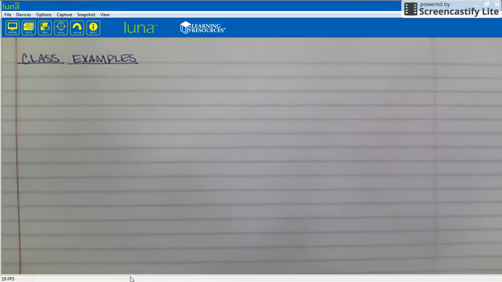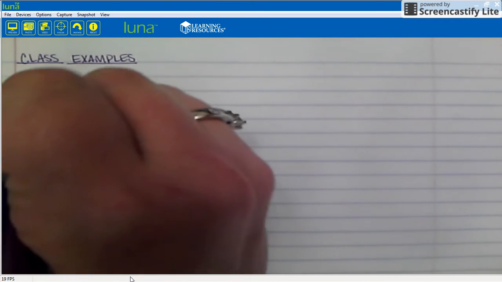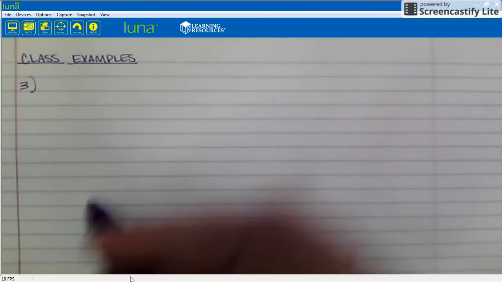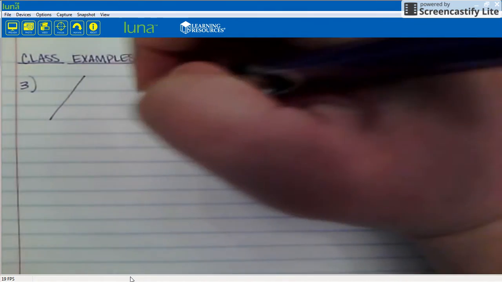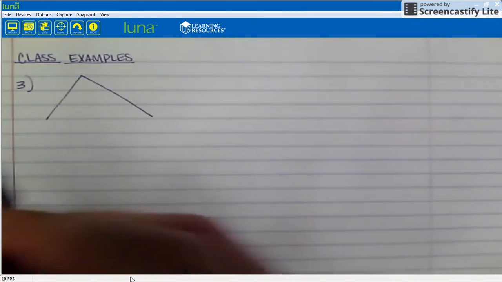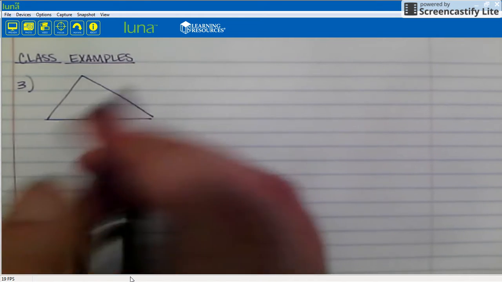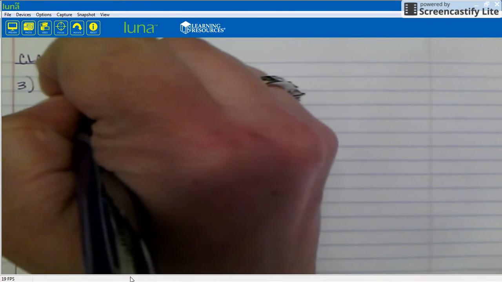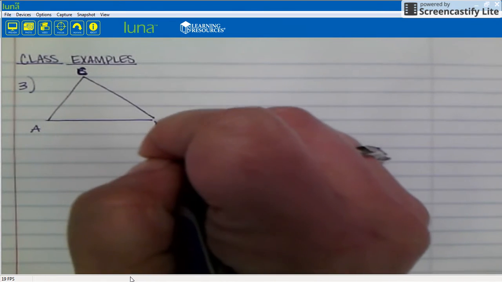All right, let's work some examples. So on the handout that was provided to you, take a look at number 3. With number 3, we're given our triangle, and we are told that here we have A, B, and C. If I label them correctly, this is C and this is B.